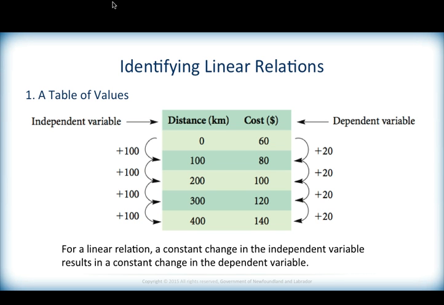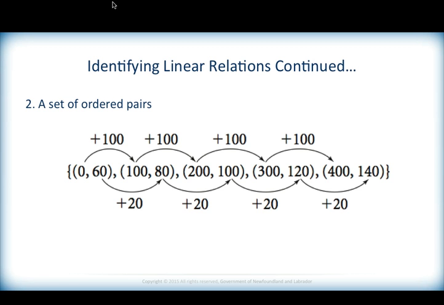So we look at the distance here. Each element in the distance will increase by positive 100, and each element in the cost will increase by positive 20. So since this is happening, it is a linear relation. Next, a set of ordered pairs works in the same manner as a table of values. As long as the independent variable has a constant increase and the dependent variable has a constant increase, it would be a linear relation. And we can see that the independent is increasing by positive 100 and the dependent is increasing by positive 20.